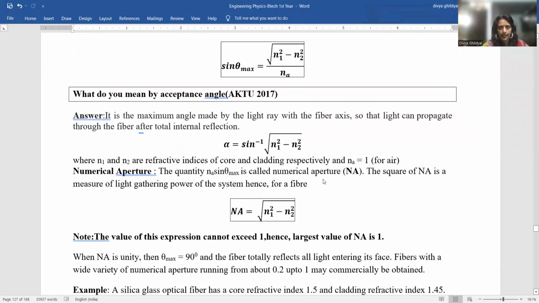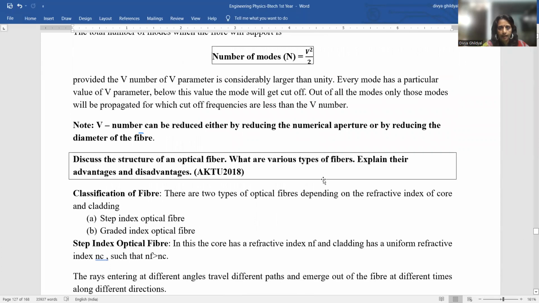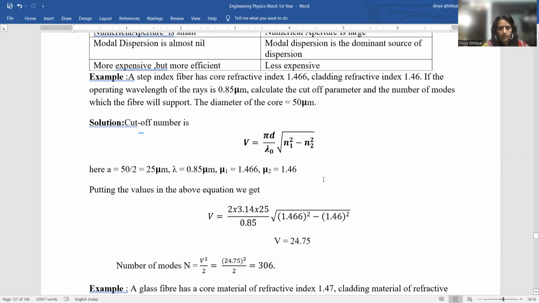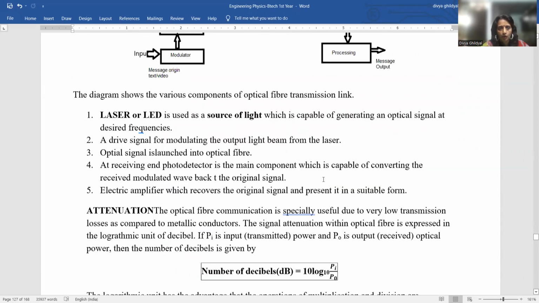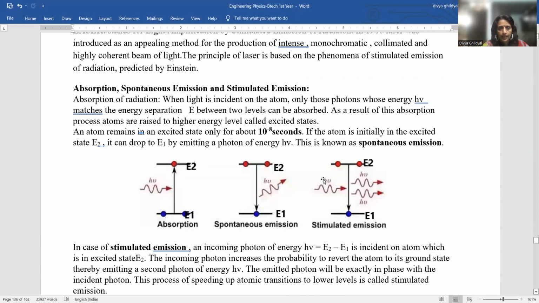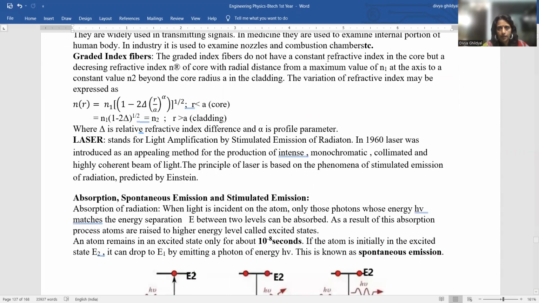So laser, L-A-S-E-R. What is the full form? This is a section A question. Give the full form of the term laser. Laser stands for light amplification by stimulated emission of radiation. L for light, A for amplification, S for stimulated emission, E of radiation.